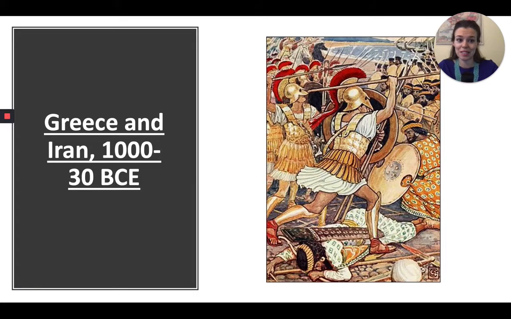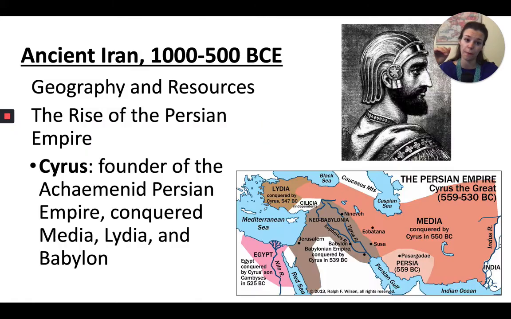So, let's get started. Remember, we are talking about the classical era, this time before the Common Era, so BCE, before the Common Era. And if you're looking at a timeline, as you move forward in history in this BCE era, you are going down in numbers, right? So we're looking at the years 1000 to 30 BCE.